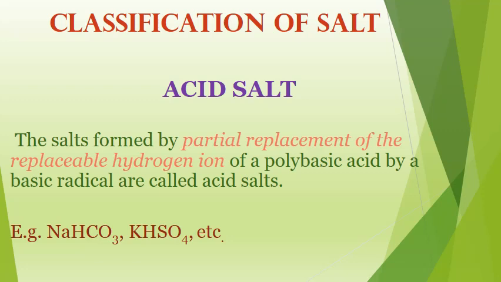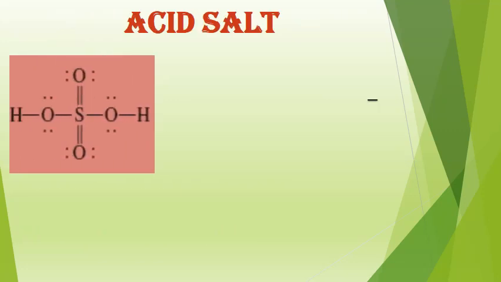Now we go into acid salt, the next type of salt. The salts formed by partial replacement, this is the key word here, partial replacement of the replaceable hydrogen ion of a polybasic acid by a basic radical, are called acid salts. Now I have a sulfuric acid molecule here again, and we have just seen that it has 2 replaceable hydrogen ions, but now it's not 2 molecules of NaOH which is reacting, it's actually 1 molecule of NaOH which is reacting with sulfuric acid.